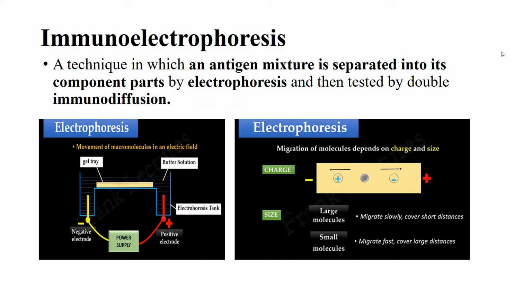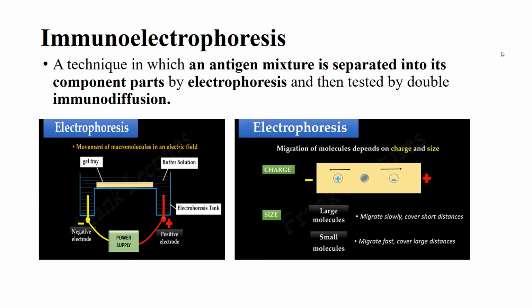And if you look at the second picture, we can see that macromolecules will migrate depending on their own charges and size. If you look at the charges, net positive charges will start migrating towards the negative electrode, and net negative charges will start migrating towards the positive electrode. If you come to the size, larger molecules will migrate slowly and cover a very short distance in the given period of time. And smaller molecules will migrate very fast and cover a large distance.